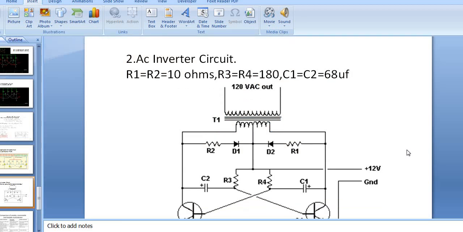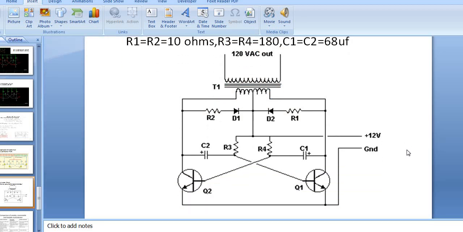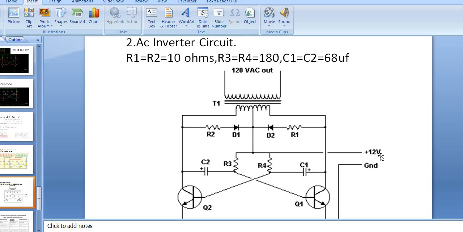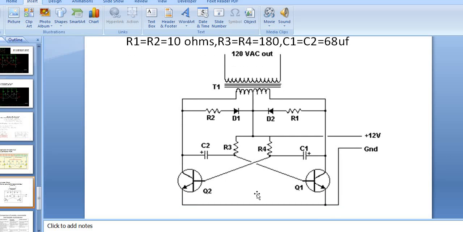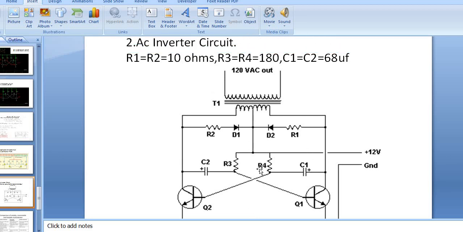Coming to the second application, this is nothing but an inverter application. Inverter means if there is a power shortage, you can get the voltage from the batteries. The battery here is 12 volts, right? Q1 and Q2 are connected in astable mode, right? These Q1 and Q2 are designed to have a frequency of 50 Hz, right? The values of R1 and R2 are equal, 10 ohms, R3 and R4 are also equal, which is 180 ohms, right? C1 and C2 values are also equal, which is 68 microfarad, right?